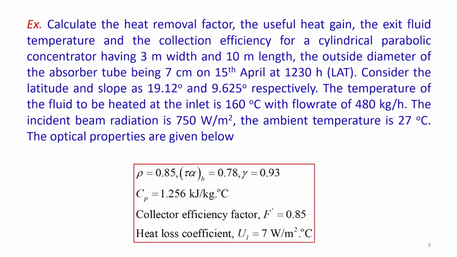a cylindrical parabolic concentrator having 3 meter width and 10 meter length. The outside diameter of the absorber tube is 7 centimeter, and that has to be calculated on 15th April at 12 hours 30 minute local apparent time. Consider the latitude and slope as 19.12 degree and 9.625 degree respectively.